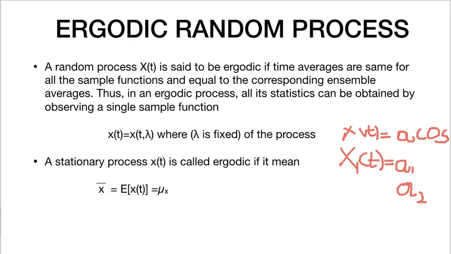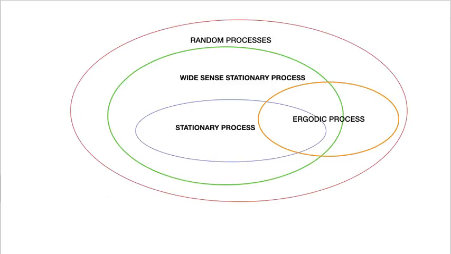A stationary x of t is called ergodic if its mean x bar, which is the time average, is equal to mu of x, that is, the ensemble average. From this graph we can see the random process, the wide sense stationary process, the stationary process, and the ergodic process. An ergodic process can be a stationary process too, a wide sense stationary process too, and a random process. However, a strict sense stationary process can be a wide sense stationary process, but the reverse is not possible.